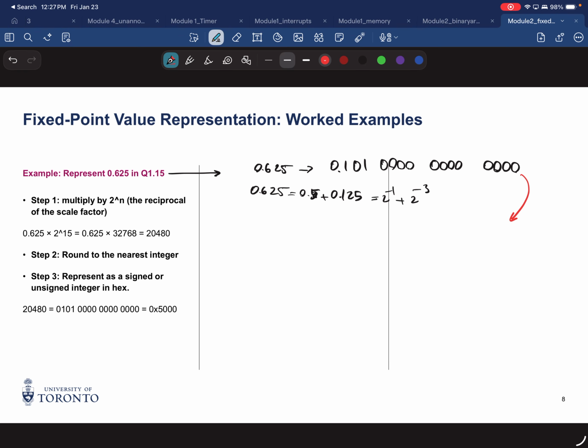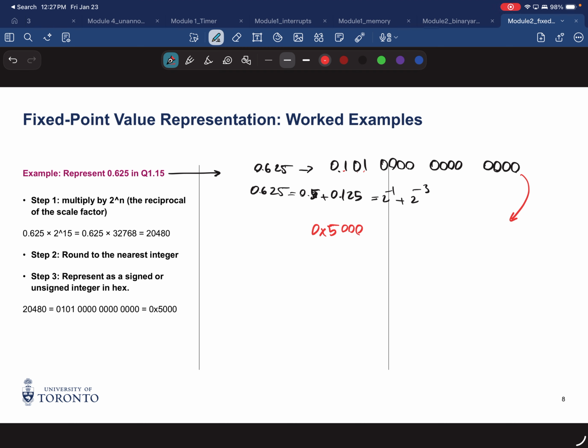I need to convert this to hex. It's going to be 0x. What is this number? 5, 0, 0, 0. Right?